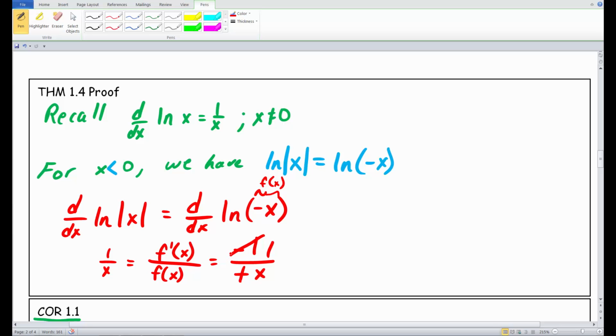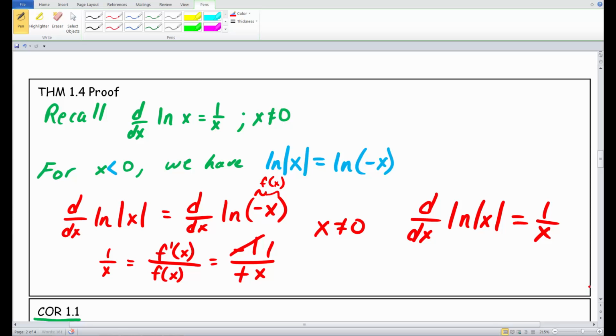So in other words, anytime that x is not equal to 0, then the derivative of the natural log of x, in terms of the absolute value, is always going to be 1 over x. It doesn't matter if x is positive or negative, because again, we've seen both cases.